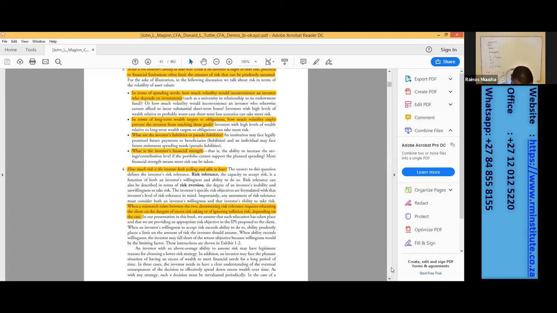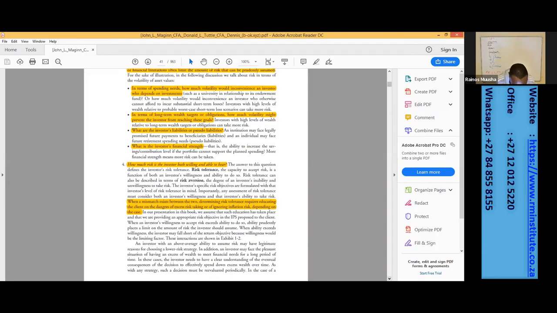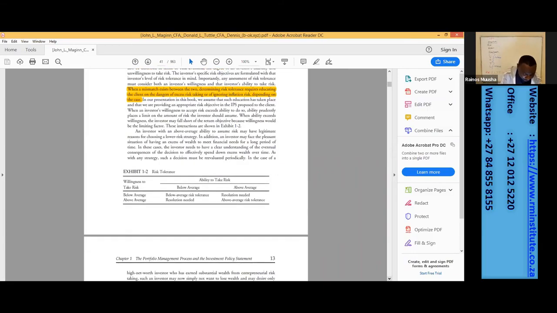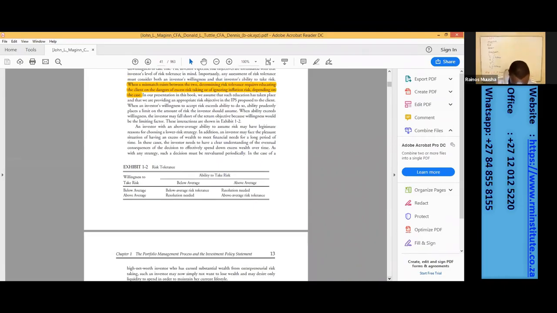So you should always make sure that these two are always going to be what? Linking with each other as well. And they need to understand the relationship between these levels of risk and also the ability and willingness to take risk as well.